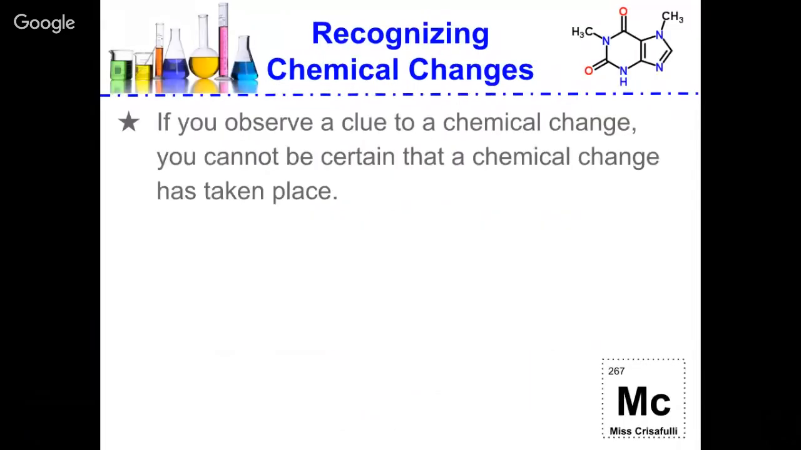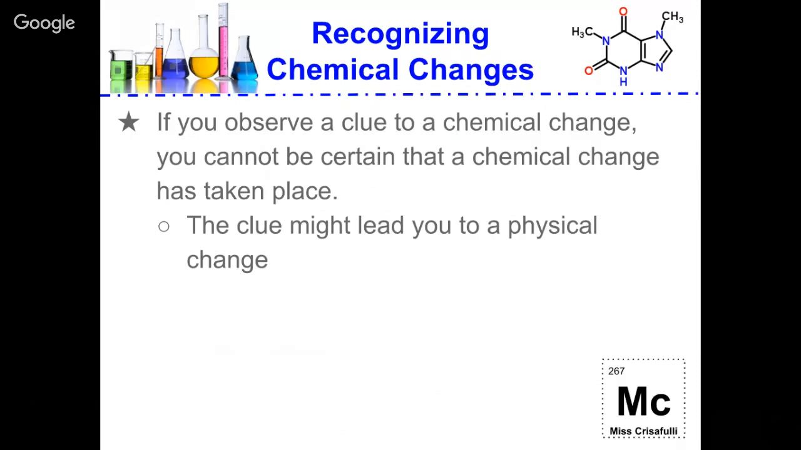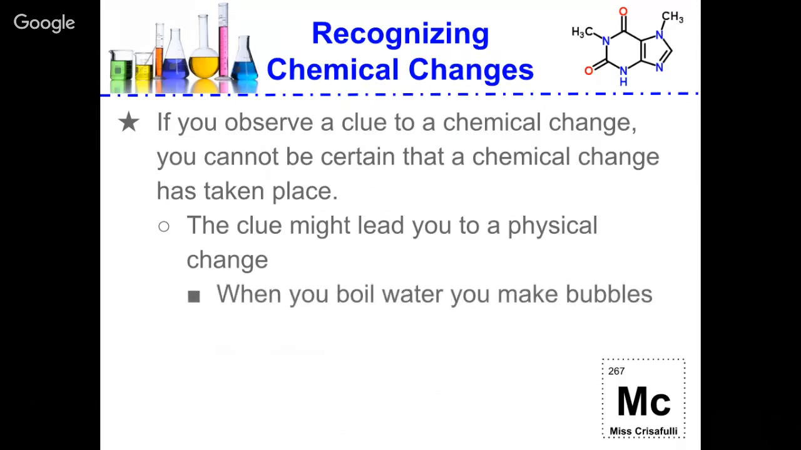Now, you can observe these clues, but that doesn't mean that a chemical change actually has taken place. Remember, they're clues. The biggest thing that you could be looking at is maybe a chemical change, but it could also be a physical change. So, for example, when you boil water, you make bubbles, but the water did not change. The composition is still the same.